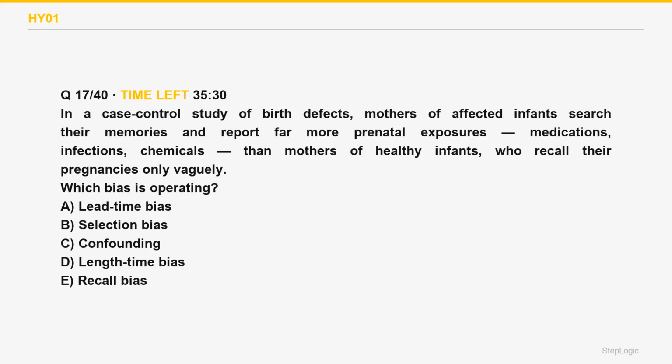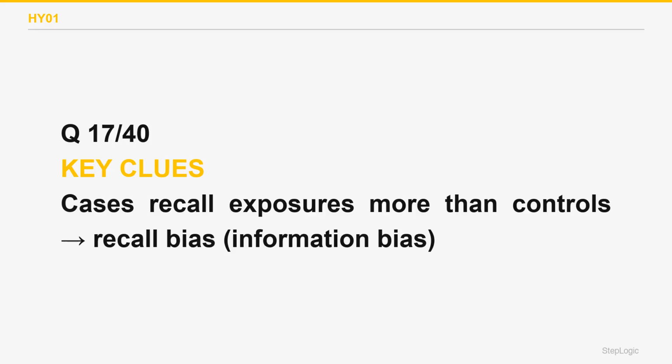Which bias is operating? In a case-control study of birth defects, mothers of affected infants search their memories and report far more prenatal exposures, medications, infections, chemicals, than mothers of healthy infants, who recall their pregnancies only vaguely. Read the command: the bias from differential memory. Affected mothers remember exposures more thoroughly.